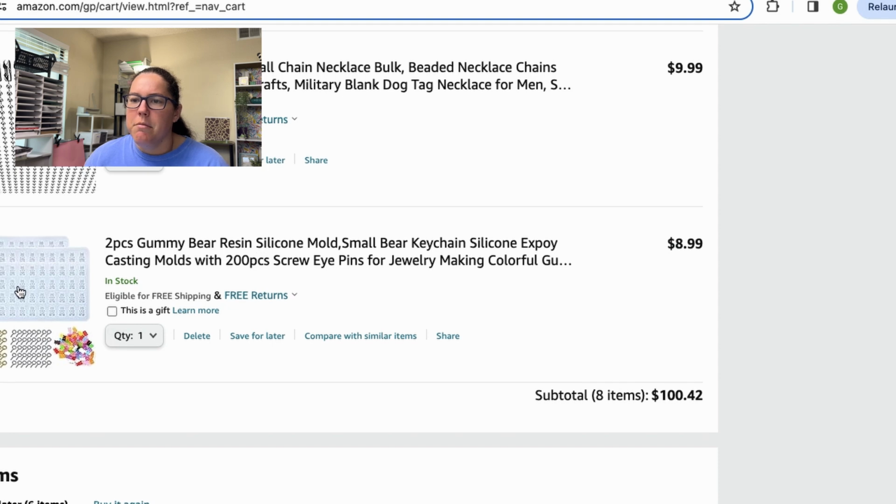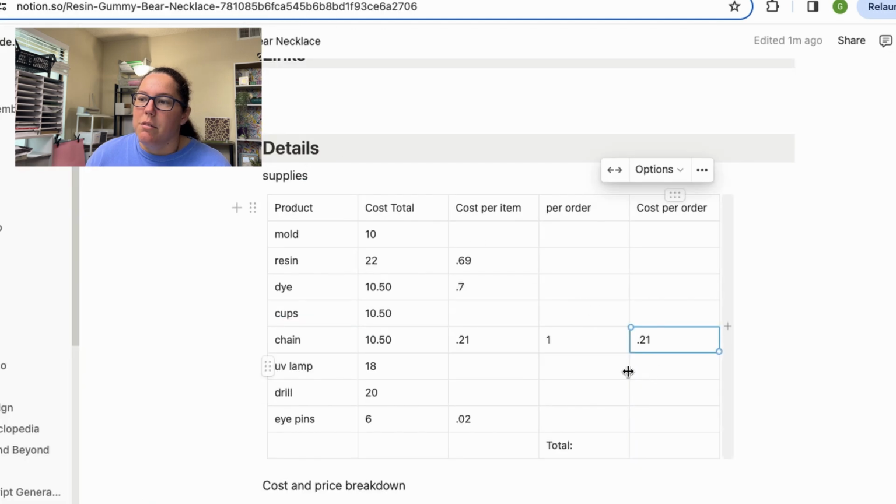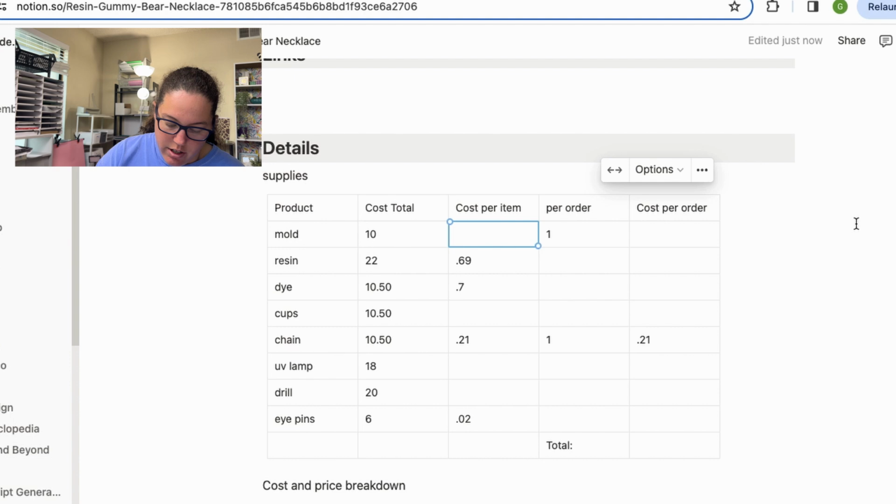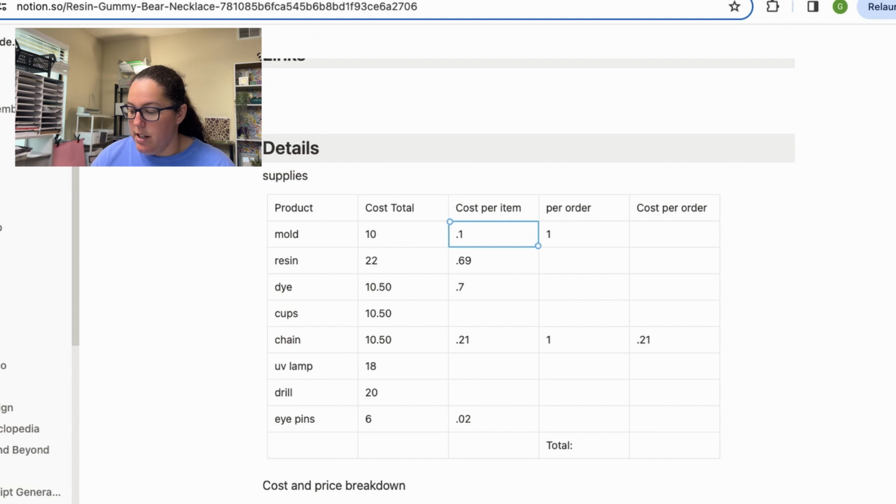Yeah, 50 molds per thing, so that's 200, or that's 100, sorry. And so I can make 100 bears, so that means that per order I just need one bear. So then if I basically do $10 divided by 100, that's 1 cent per bear. That's how much that mold costs per bear.